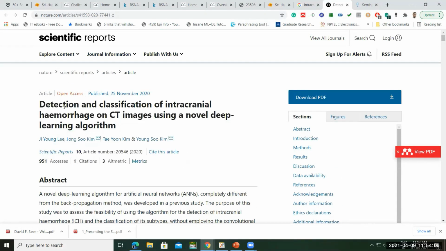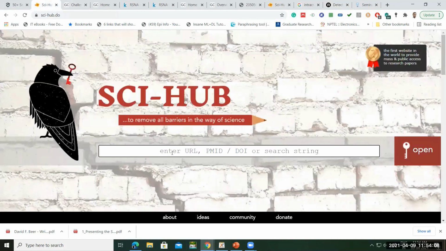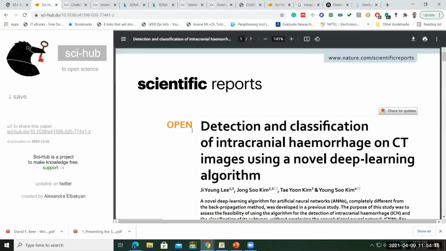Thanks to Sci-Hub. Okay. So what you do, you copy it, go to Sci-Hub, press Control V, enter, right? So voila, this is the paper. Okay. So the paper has come and it is from Nature.